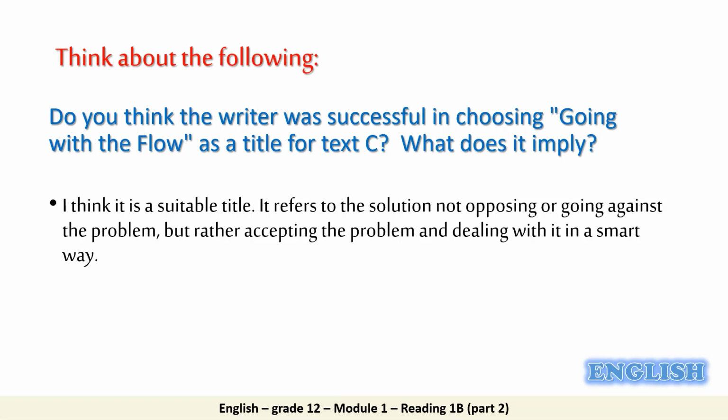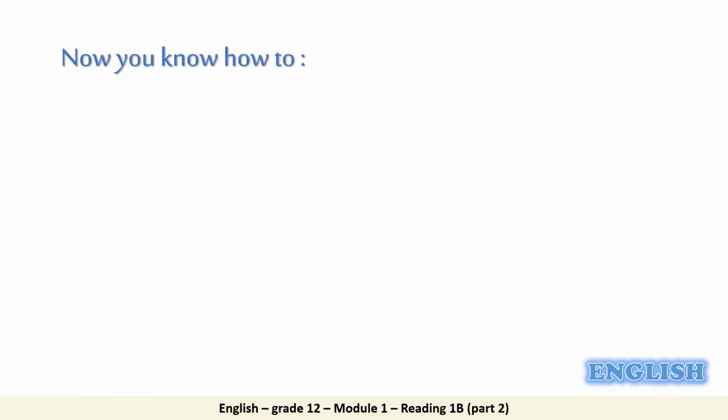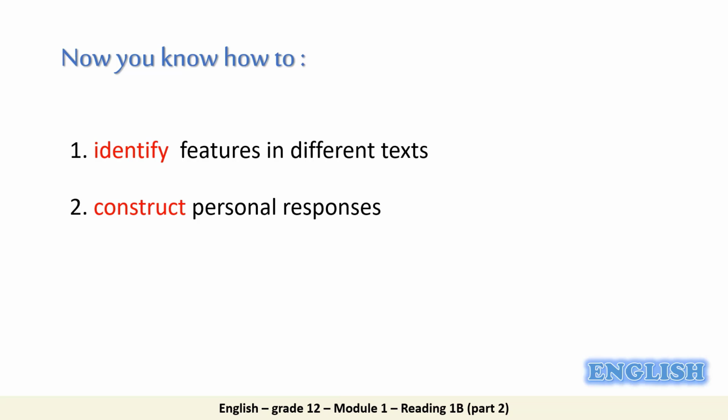The smart decision was to construct an eco-friendly suburb consisting of artificial islands and floating houses designed to react to changes in sea levels and weather conditions. This is the end of our lesson. By now, dear students, I expect you to identify features in different texts and construct personal responses.